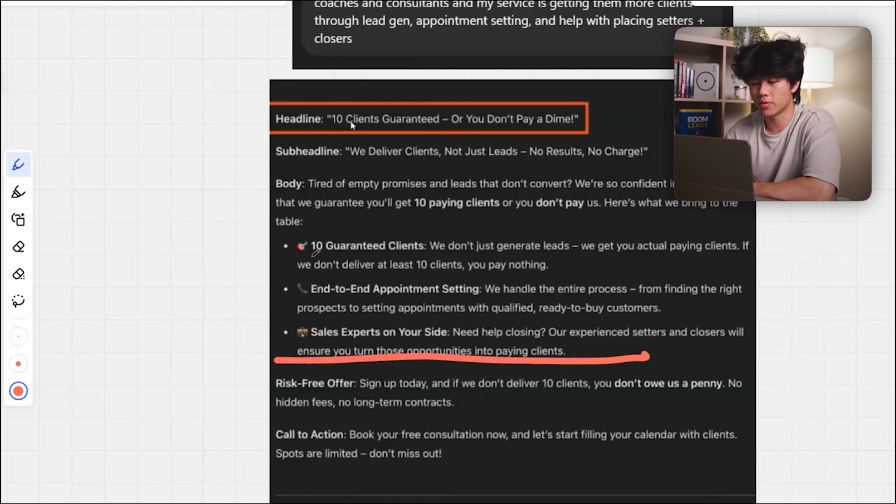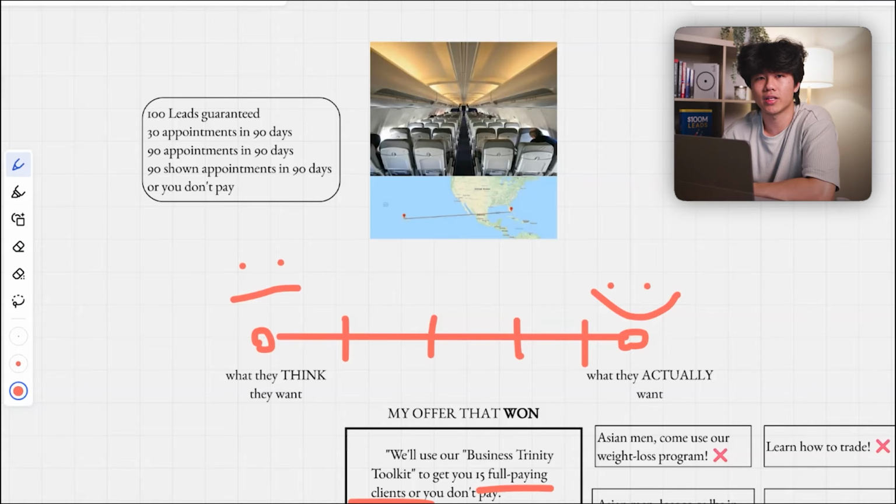Essentially, why this offer is so good is because it guarantees us 10 clients. And this is what the client needs, not what they want. So I'm going to explain why this guarantee is so good and why it completes a gap. So I like using this analogy called the airplane analogy. And basically, let's say you're going on a flight from Florida to Hawaii. You don't really care about which seat you sit in, which snacks they give you, whether it's at the front of the plane or the back of the plane. The only thing that matters to you is if you're going to get to your end destination, which is Hawaii.